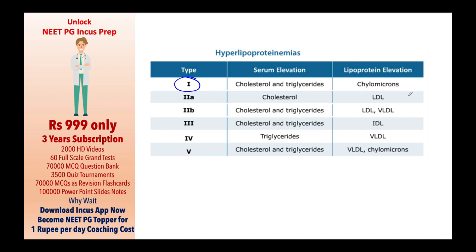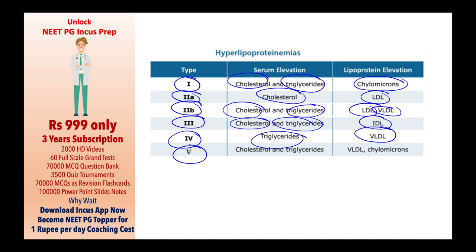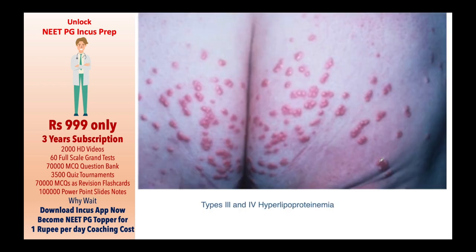So now let us summarize, doctor. Type 1, the lipoprotein elevated is chylomicron; cholesterol and also triglycerides are elevated. Type 2A, LDL is elevated, cholesterol only. Type 2B, LDL and VLDL are elevated, so cholesterol and triglycerides. Type 3, it is the IDL which is elevated, and both cholesterol and triglycerides. Type 4, triglycerides only are elevated, it is VLDL. Type 5, both the cholesterol and the triglycerides are elevated, it is both VLDL and chylomicrons, is what you need to remember.